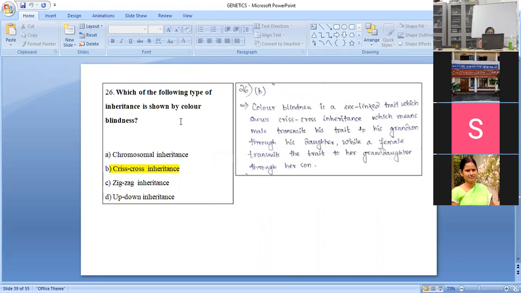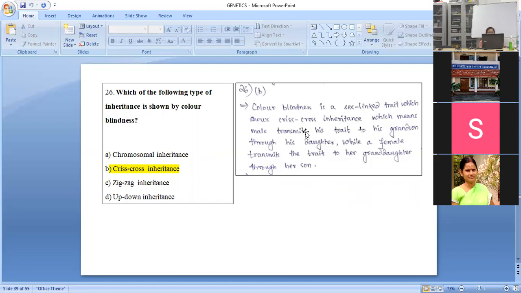Now, which of the following types of inheritance is shown by color blindness? Color blindness, we have seen it is X-linked, and recessive too. Now, what type? Among the options, we have chromosomal inheritance, crisscross, zigzag, up-down inheritance. So it's a sex-linked trait which shows crisscross inheritance. That means male will transmit his trait to his grandson through his daughter, while female will transmit the trait to her granddaughter through her son.